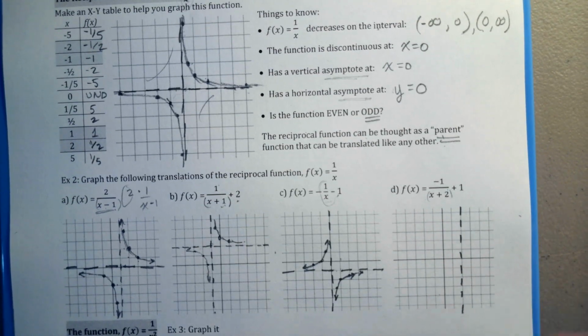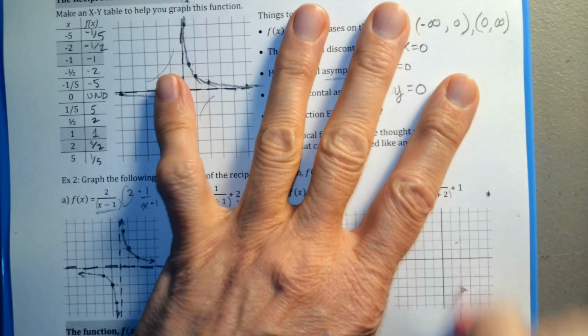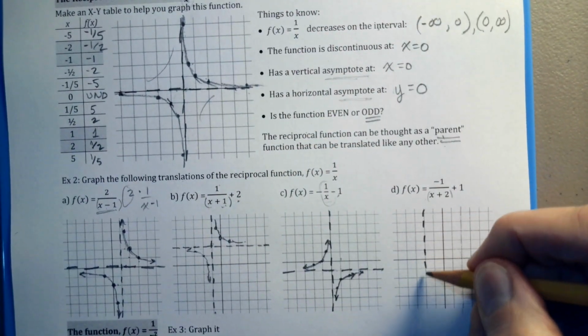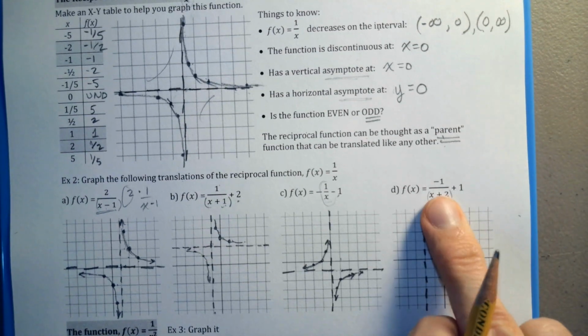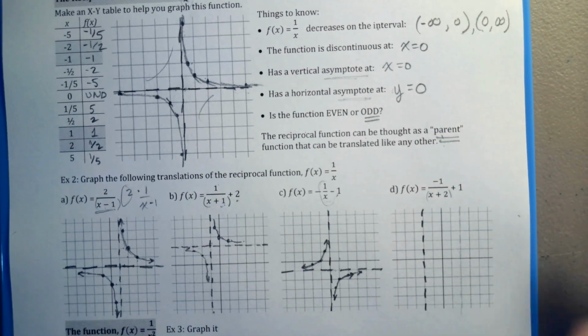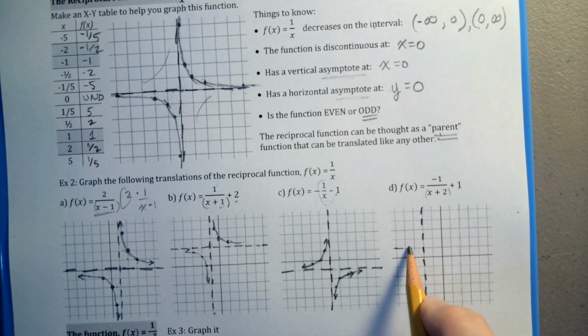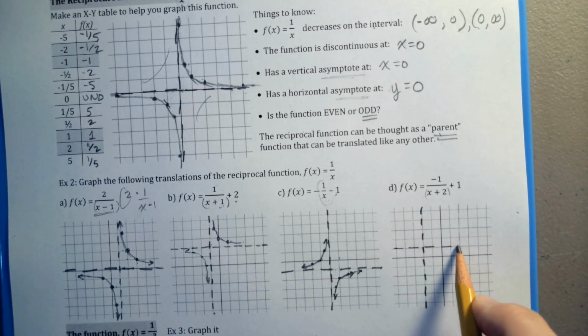Oh, sorry, I went the wrong way. Negative 2 should have been here. So negative 2 will make this thing undefined, right? Make it 0, and the whole thing would be undefined. And then the plus 1, that's going to move it up 1, so our horizontal will be here.